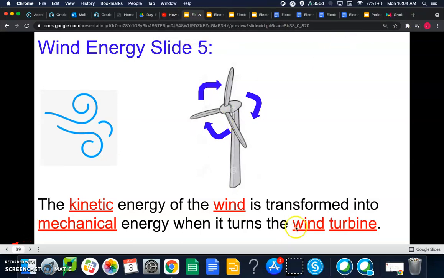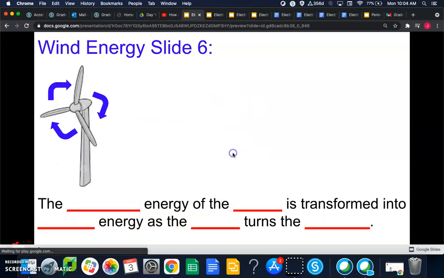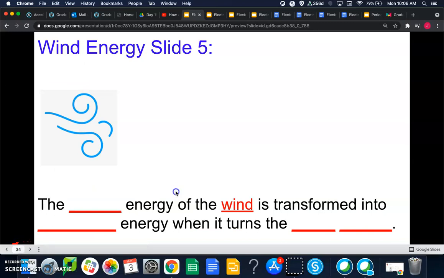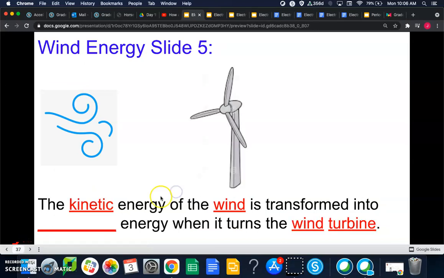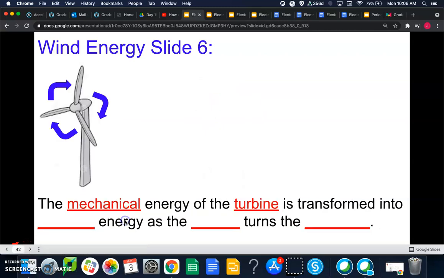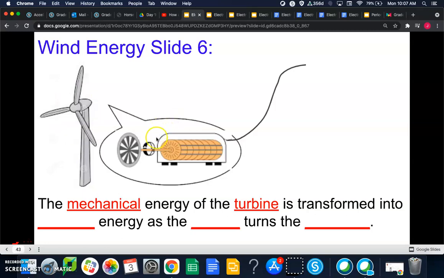So for this slide, you're going to draw some wind, a turbine, and you're going to draw the turbine moving. And then we're going to draw our turbine again here. And so remember that the kinetic energy of the wind is actually transformed into mechanical energy. Oh, whoops, so sorry about that. I didn't know that said kinetic before. That should say mechanical for slide 6. The mechanical energy of the turbine is transformed into, well, we'll see what it's transformed into.